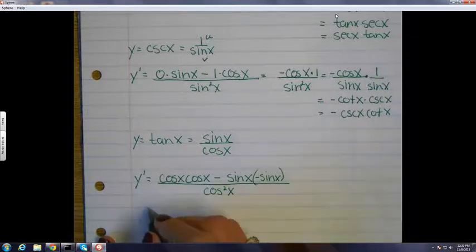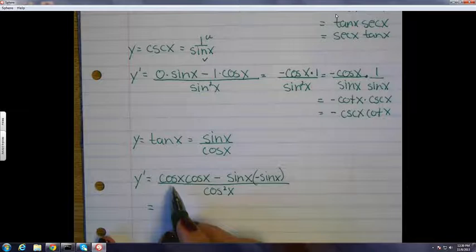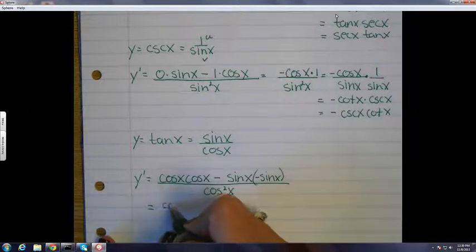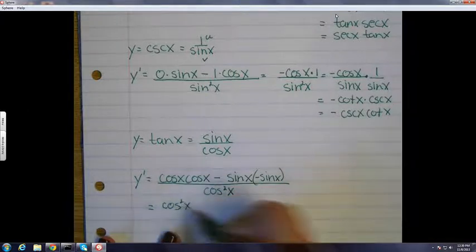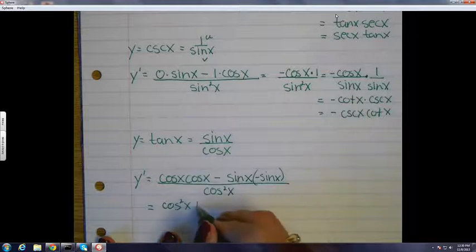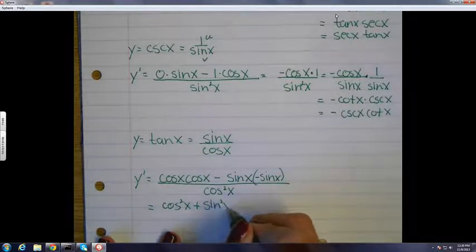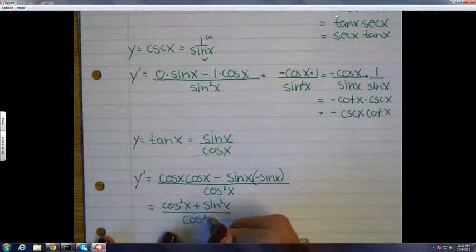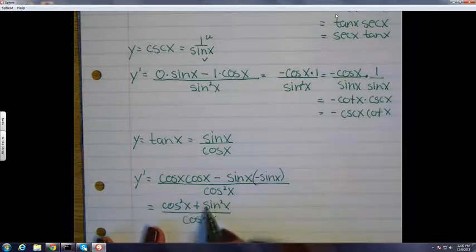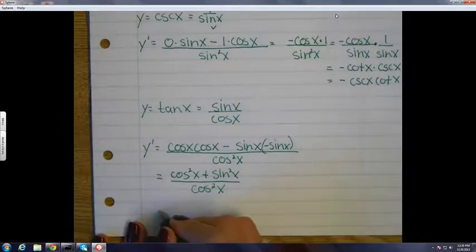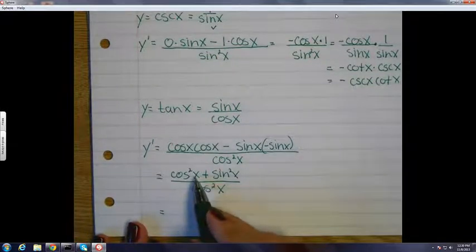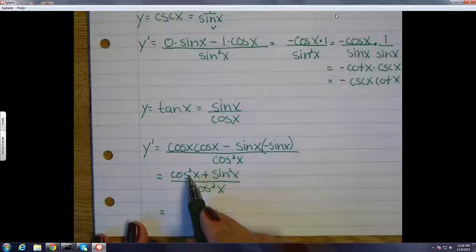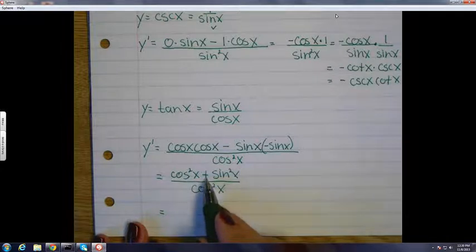Alright, simplifying. Cosine times cosine is cosine squared. Here the negative is going to come out. We're going to have plus sine times sine is sine squared over cosine squared. Okay, cosine squared plus sine squared. I am not allowed to break this up into cosine squared over cosine squared plus sine squared. That's not legal, to break that apart with an add sign in the middle.